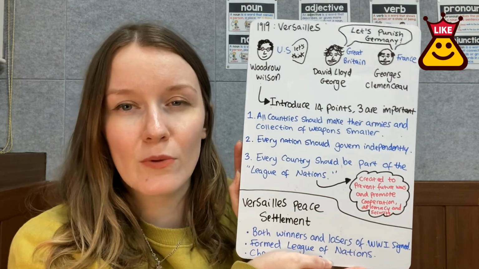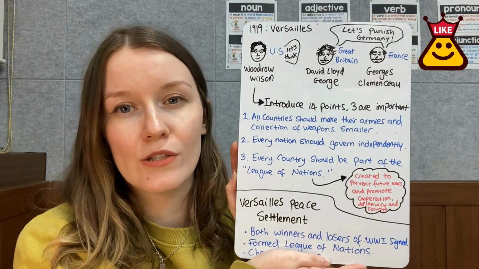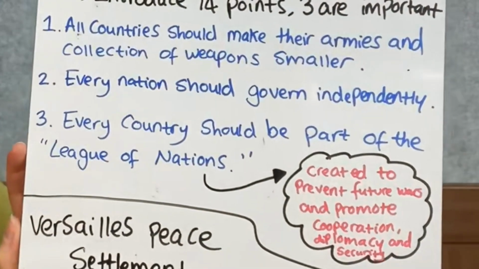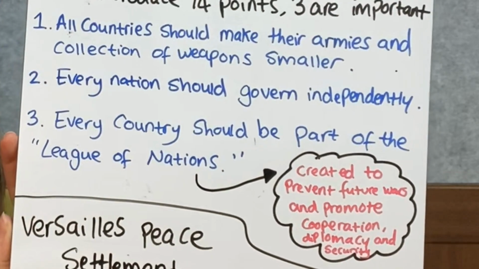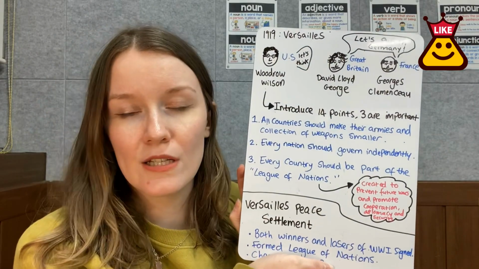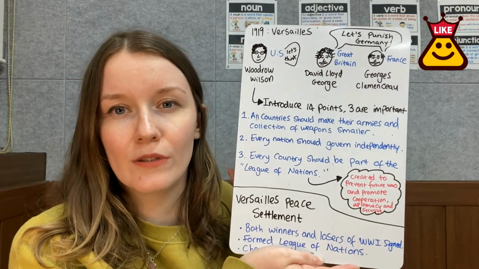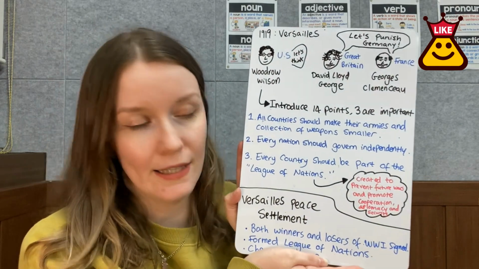He thought this was one of the issues that had led to World War I in the first place, was countries ruling over other countries. And the third thing he said was that every country should be part of the League of Nations. Now, the League of Nations was something that Woodrow Wilson had put together. It was more of an idea at this point, and it hadn't actually come to fruition. It hadn't really happened yet, but this was an idea he had.